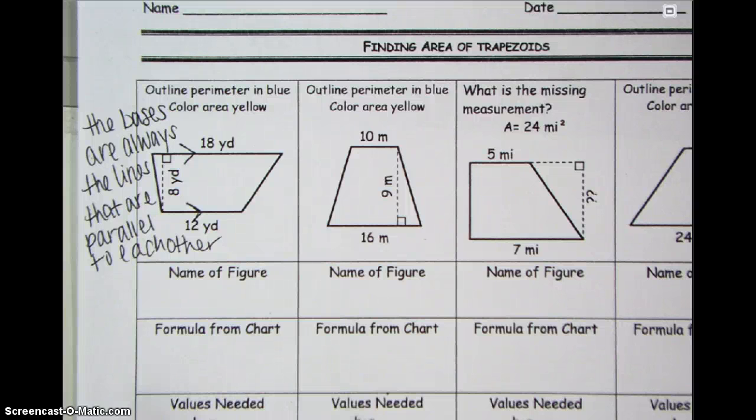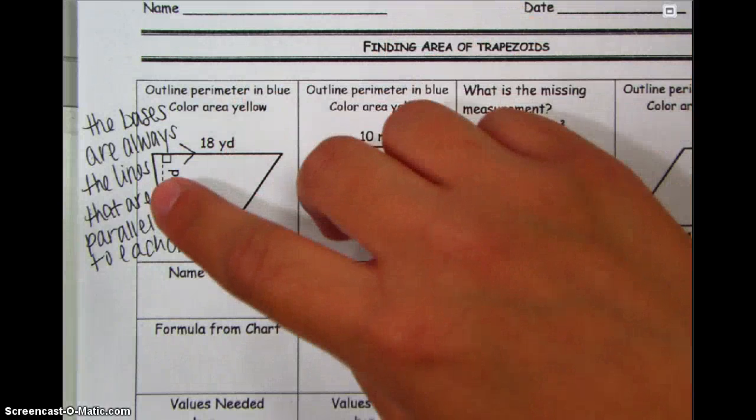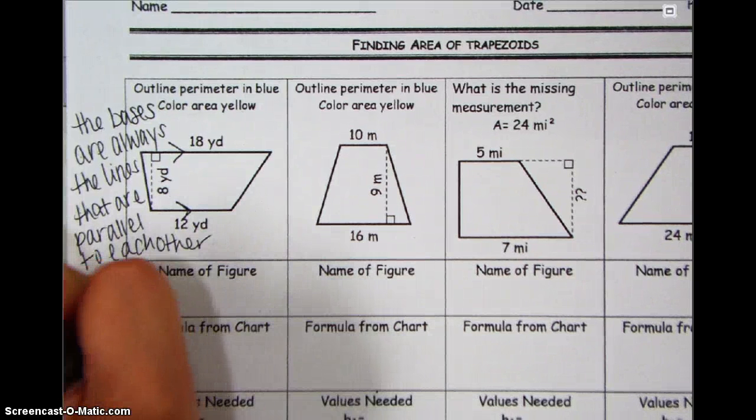Okay, and again, what makes a trapezoid is that it has only that one set of parallel lines, and it kind of traps the other lines in. Okay, so of course all of these are going to be trapezoids.